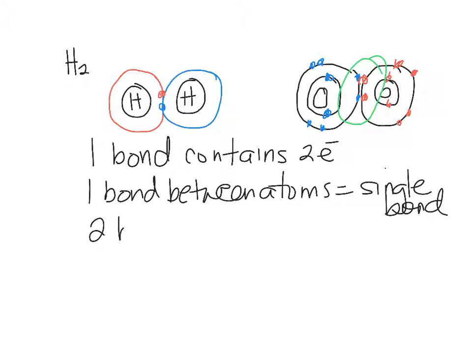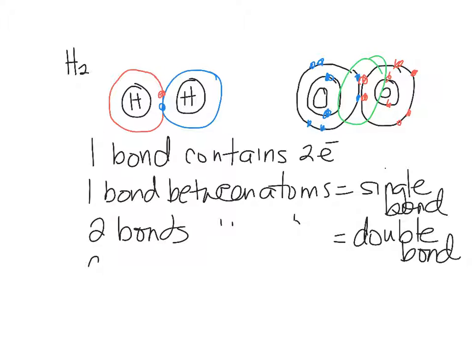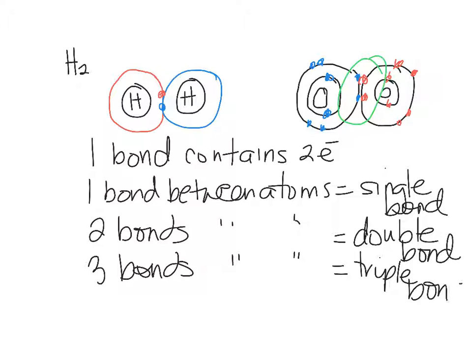If there are 2 bonds between the 2 atoms, it's called a double bond. And if there's 3 bonds between the same 2 atoms, it's a triple bond. So that means a total of 6 electrons are shared between 2 atoms. You will never have a quadruple bond. The electrons just can't get close enough.